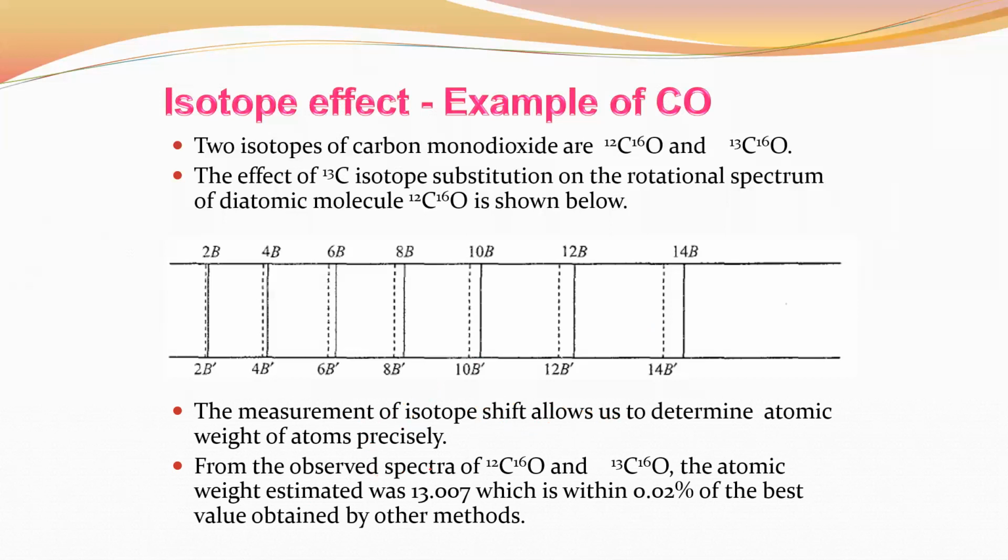So this measurement of shift allows us to determine the atomic weights of atoms precisely. And from the observed spectra of carbon 12 oxygen 16 and carbon 13 oxygen 16, the atomic weight of the isotope carbon 13 is estimated to be 13.007, which is within 0.02% of the best value obtained by the other method. So the isotope effect can be used to obtain the masses of different isotopes.